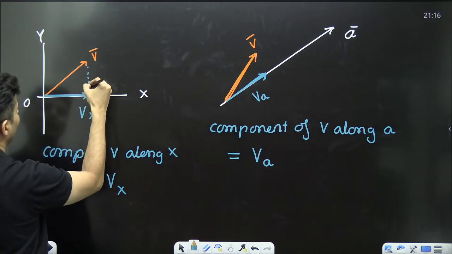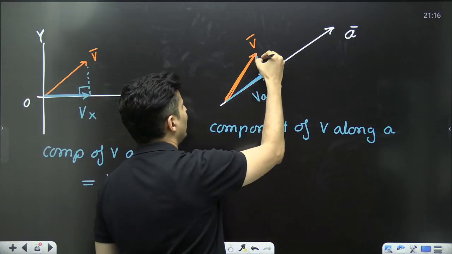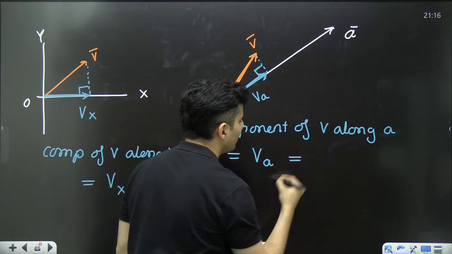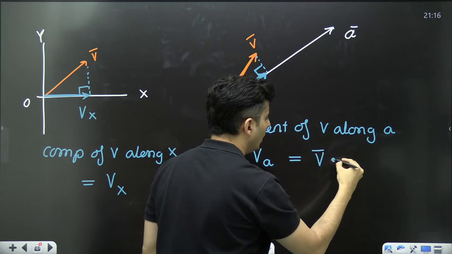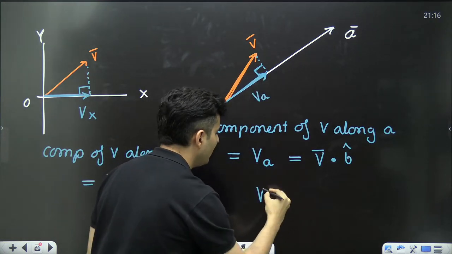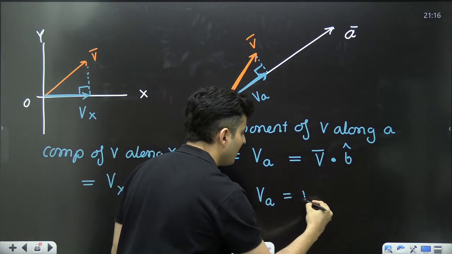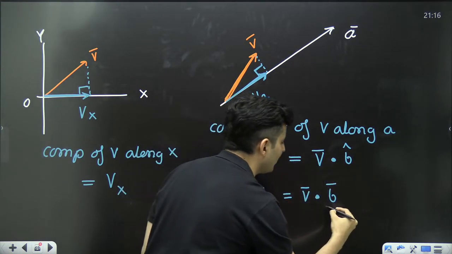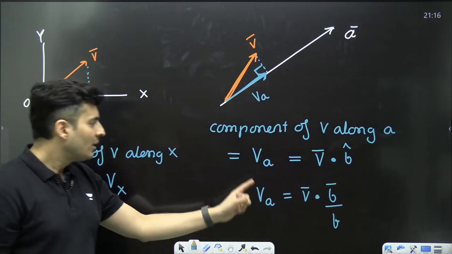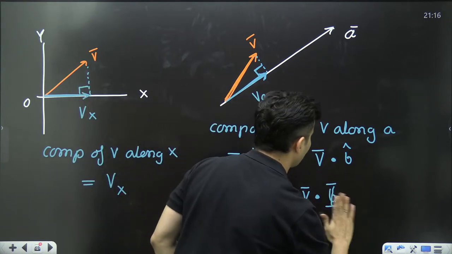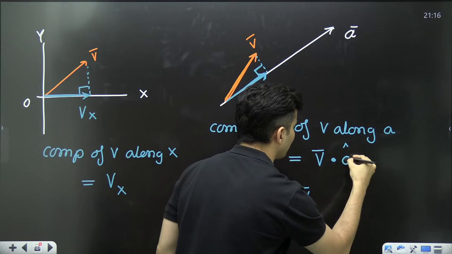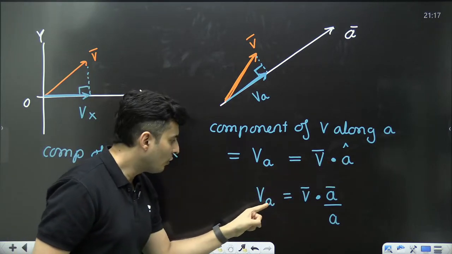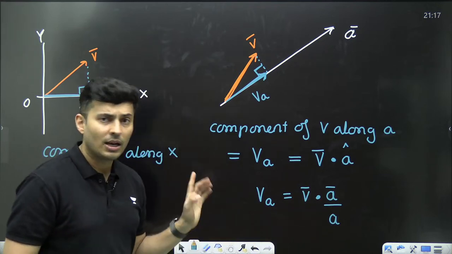Just like you get the x component by dropping a perpendicular, the a component of that velocity will be got by dropping a perpendicular here. And this value is none other than v vector dot b hat. You can also write the component of a vector along another direction as that vector dot the other vector, because b hat is b by the magnitude, so you can just divide it with the magnitude. Whatever is there below. Oh, why did I put b? My bad, sorry. This was a. So sorry, guys. So this is v bar dot a bar divided by a. That's it. Whatever vector you put below, put it here. That's how the formula works.